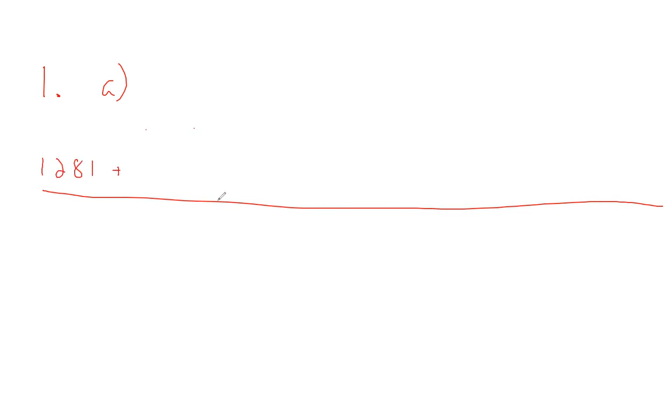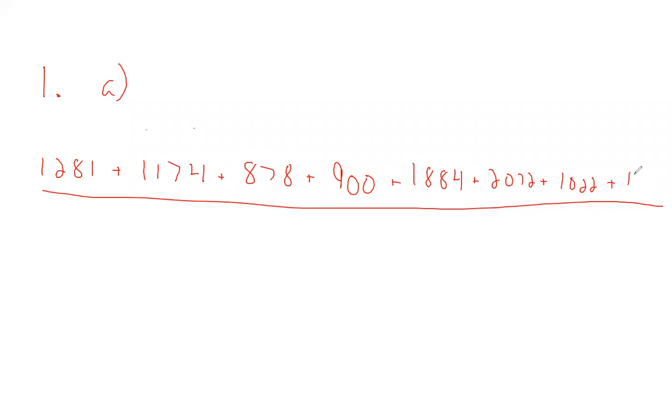1281 plus 1174 plus 878 plus 900 plus 1884 plus 2072 plus 1022, and lastly 1100 is what was given this year. And how many data points were there? 8. 8. And then when we plug that into our calculator, what do we find is the mean?